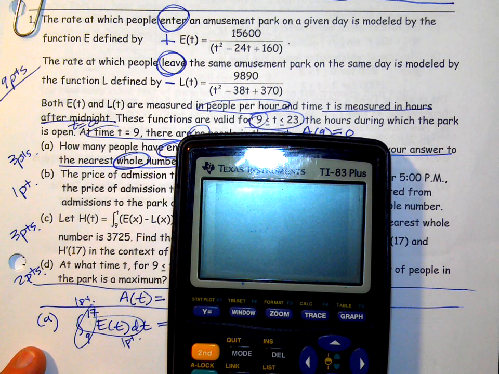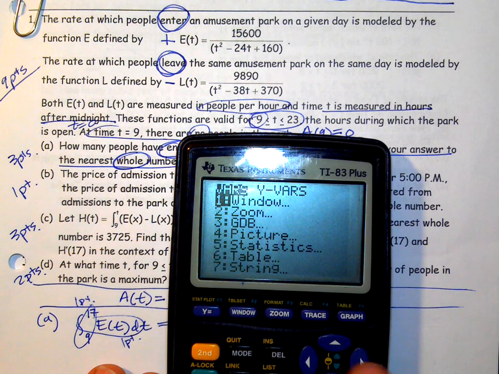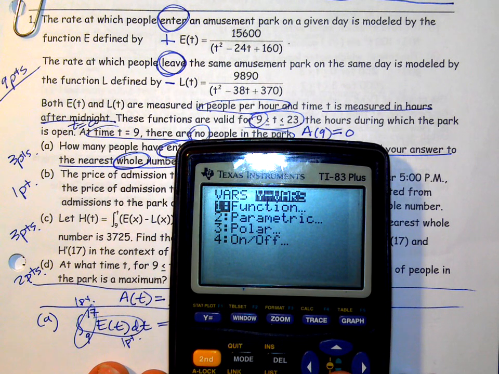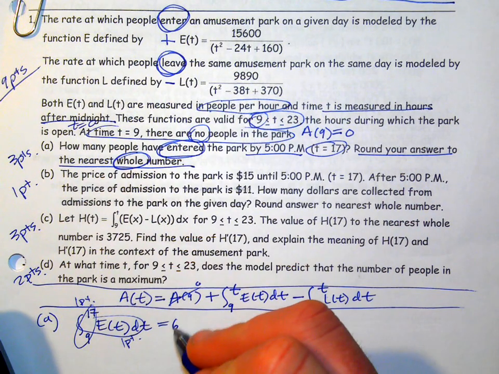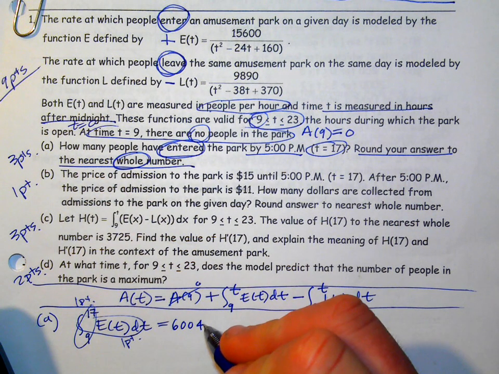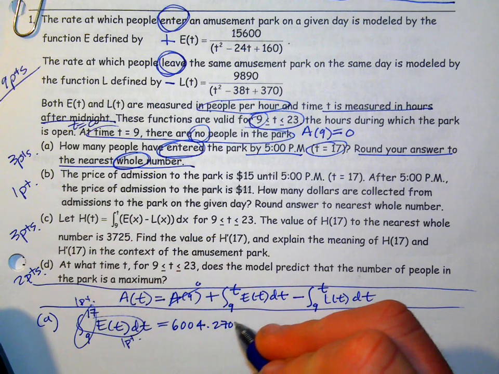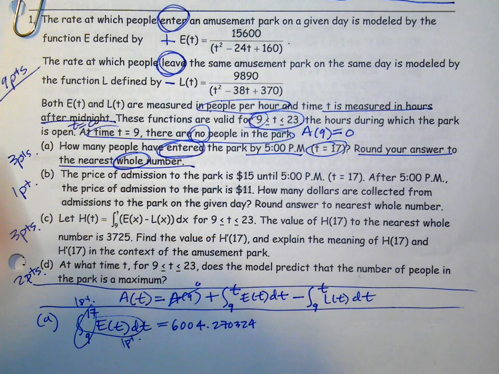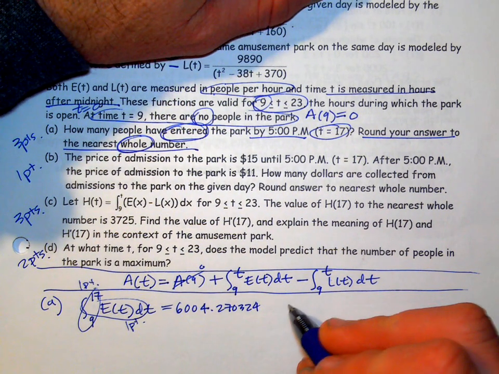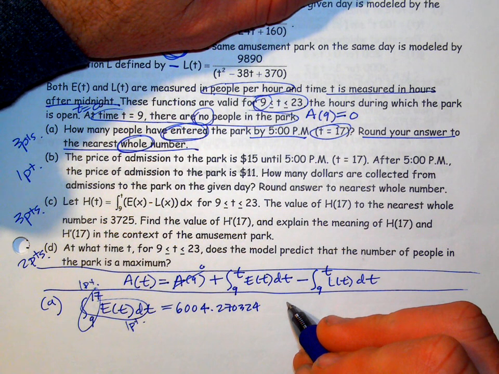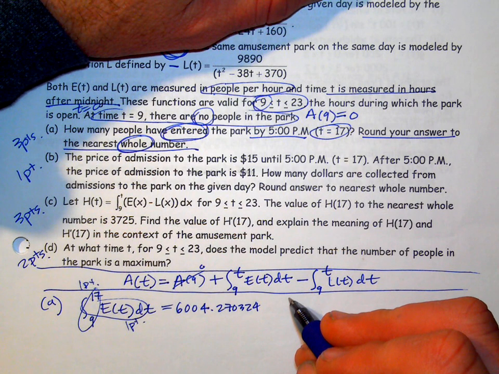So we're going to go math 9, and I know I stored this in Y1, Y vars function, Y1, comma x, comma 9, comma 17. You don't need to type any of this. You don't need to write any of this stuff down. You don't got to tell them what program you used or whatever. So this is 6004.270324. Just in case I have to use this for something else, I like to sometimes write a few extra decimals, because if you're going to use this in some other work, you need to carry extra decimals.